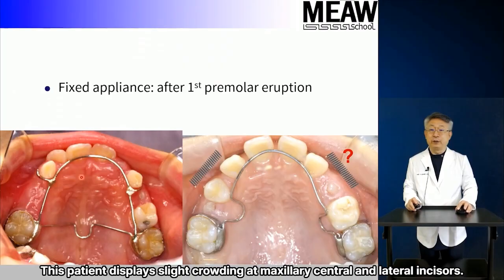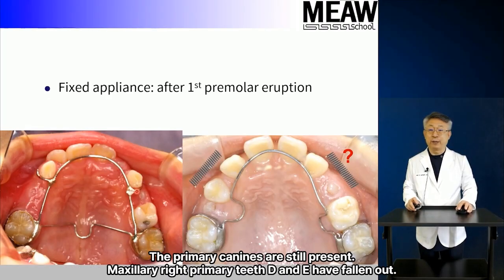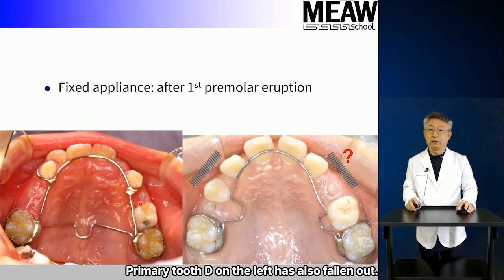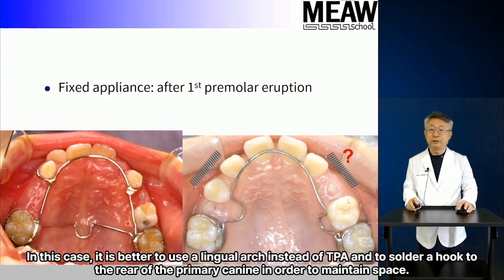This patient displays slight crowding at maxillary central and lateral incisors. The primary canines are still present. Maxillary, right primary teeth D and E have fallen out. Primary tooth D on the left has also fallen out. In this case, it is better to use a lingual arch instead of TPA and to solder a hook to the rear of the primary canine in order to maintain space.